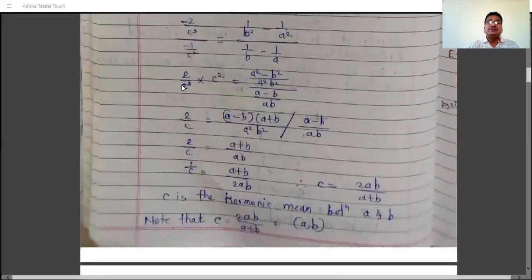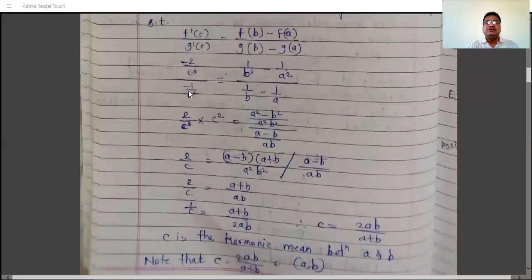So simplify this. Minus minus becomes plus, 2/c³ divided by 1/c², which is 2/c... then on the right side take a²b² as the LCM.